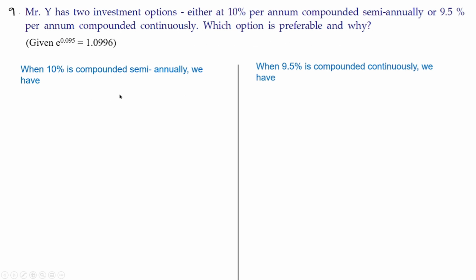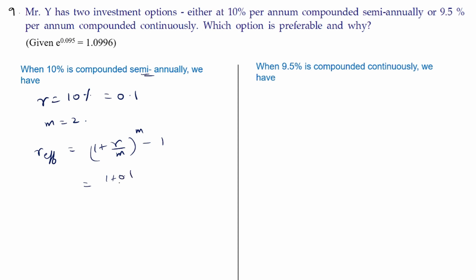So when 10% per annum is compounded semi-annually, we have R equal to 10%, 0.1. It is compounded semi-annually, so M is 2. Effective rate of interest is given by the formula (1 plus R by M) the whole raised to M, minus 1. It is (1 plus 0.1 by 2) the whole square minus 1.